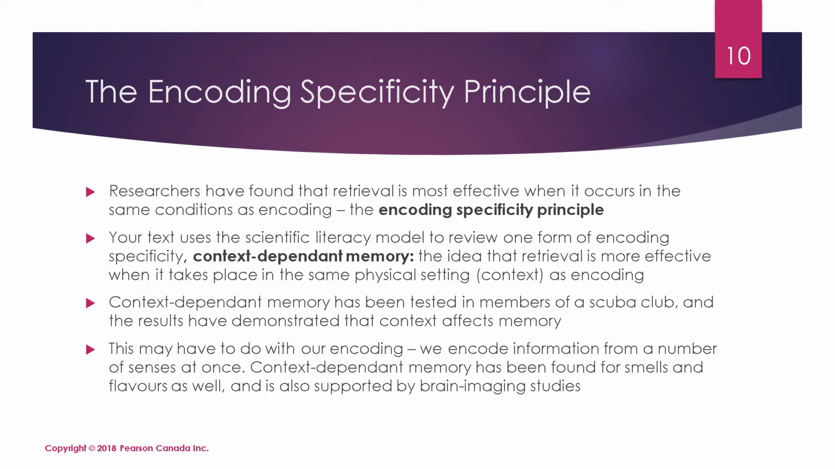So your text uses the scientific literacy model to review one form of encoding specificity, which is known as context-dependent memory. So this is the one I was just using in that example. It's the idea that retrieval is more effective when it takes place in the same physical setting or context as the encoding. So again, if we were on campus and you sat in the same seat in the same classroom to do your test as when you're there and I'm lecturing, you would be more likely to do better on that test than if we took you and put you in a different environment for testing.